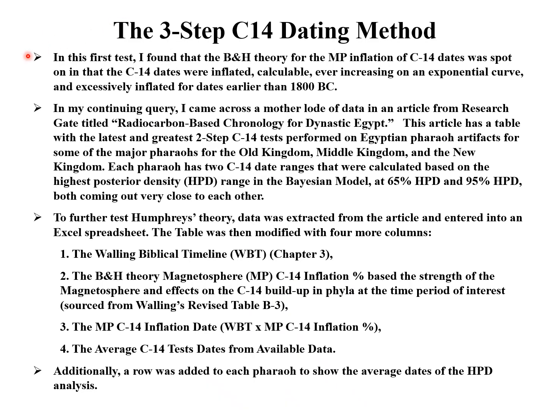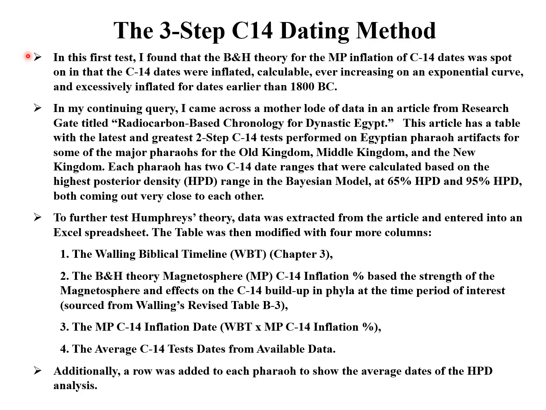In this first test, I found that the B&H theory for the magnetic field inflation of the carbon-14 dates was spot on, in that the carbon-14 dates were inflated, calculable, ever increasing on an exponential curve, and excessively inflated for dates earlier than 1800 BC, just like the B&H theory predicted. Perfect. Okay, the only thing that was not in alignment was, of course, his predictions on what the percent difference would be.